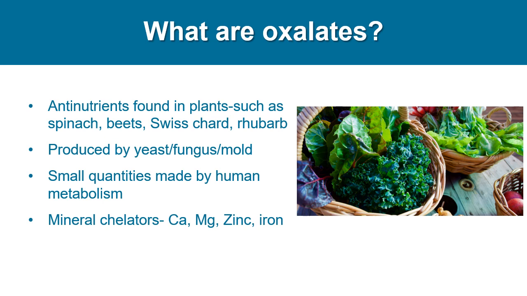And finally, oxalates are mineral chelators, and that's the main mechanism by how they do harm to the body, primarily targeting calcium, magnesium, zinc, and iron. And the affinity for oxalate to calcium is the strongest. That's because oxalates are negatively charged and the minerals are positively charged, so they attract each other. And as a result, we see anywhere from 60 to 80% of kidney stones being calcium oxalate precipitates.